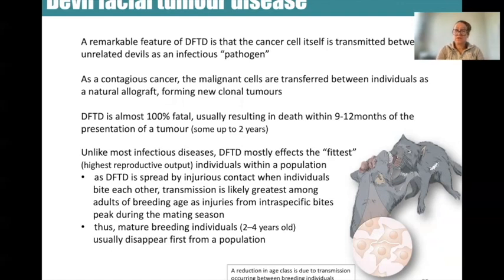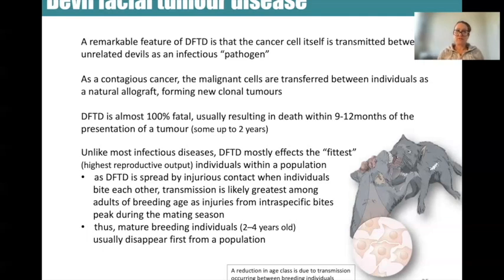DFTD is almost 100% fatal, usually within 9 to 12 months of the presentation of a tumour, the individual will die. And weirdly, unlike most infectious diseases, DFTD typically affects the fittest individuals within a population. By fittest, we mean those with the highest reproductive output, which is kind of counter. So you would expect that diseases are going to affect the older individuals more than younger and fitter individuals.